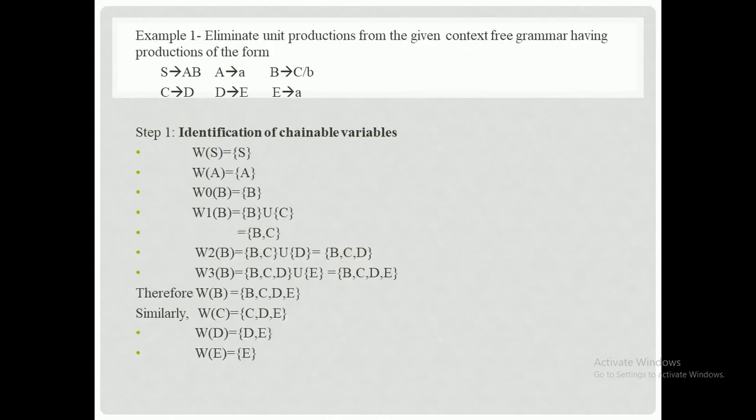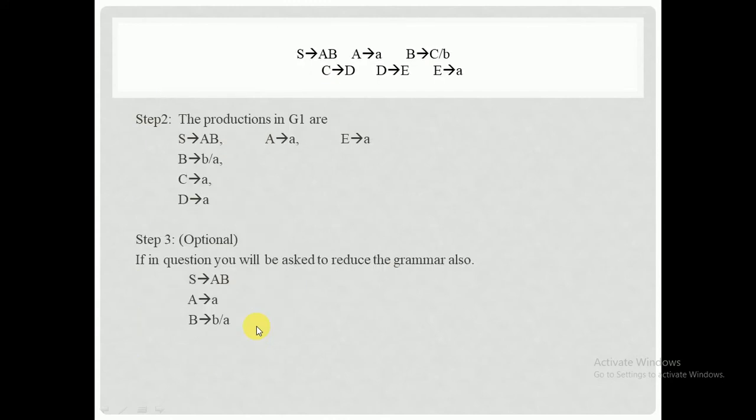In first step, E is making chain with D. So you can replace E with small a, right? Then D is making chain with C. So you can replace D with small a. Ultimately, it will eliminate the unit production. I hope you understand the process.